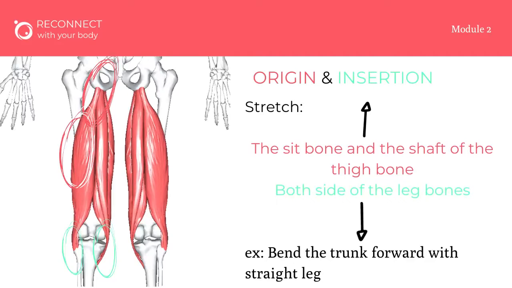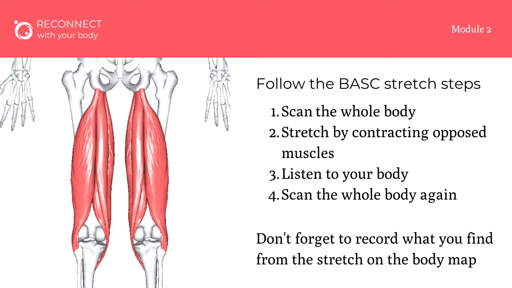For example, bend the trunk forward with a straight leg. So make sure you follow the back stretch steps: scan the whole body and feel what the targeted muscle feels like and what another part of the body feels like. And stretch by contracting the opposing muscle, because you want to strengthen this muscle, right? And make sure you listen to your body carefully. And after you feel a stretch or release, scan the whole body again. And don't forget to record what you find from the stretch on the body map.